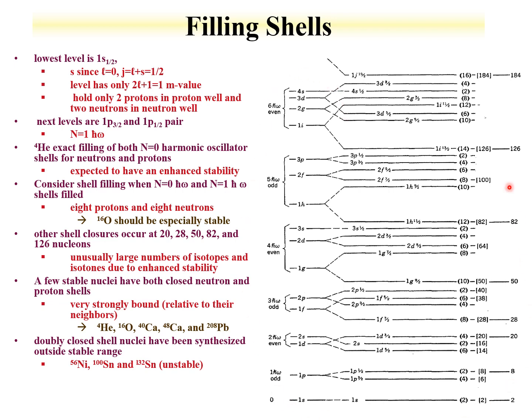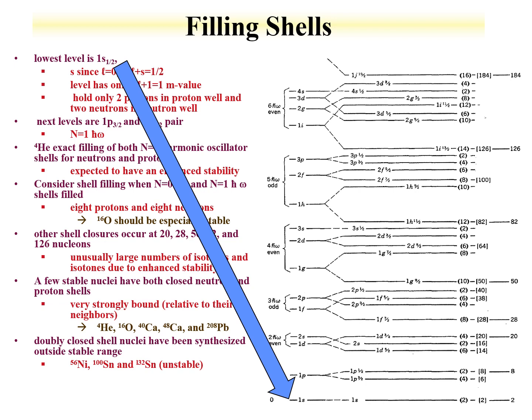Here's our shell model, and here's some of the properties that come out from the shell model. The lowest level is obviously this 1s. It's an s1/2. Since L is 0, J is only equal to the L plus the S, so 0 plus 1/2. It only has the one value. It's shown here.